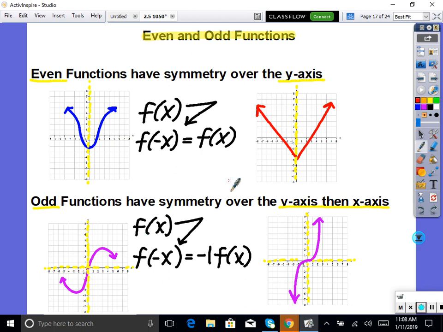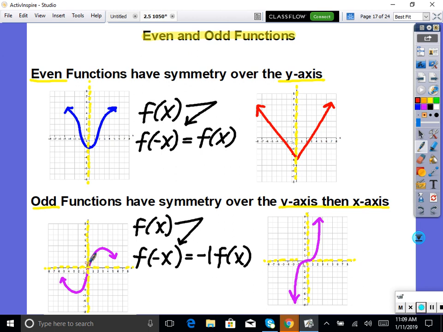Odd functions have symmetry over the y, then x-axis. That does say y, it's just covered by the yellow thing. So it has a symmetry over the y, then x. You've got to flip it over both. And honestly, you can flip it over x and y, it doesn't matter. So look, this would be considered odd.